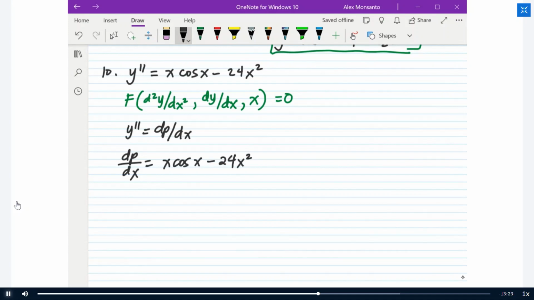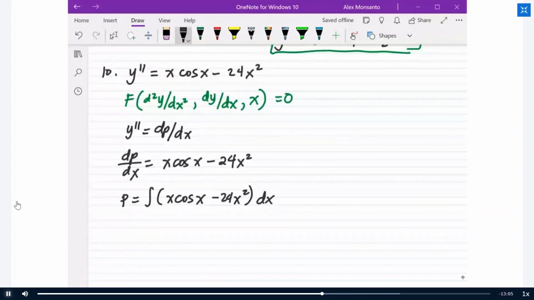Okay, integrate natin yung dp, so that you can have p is equal to integral of x cosine of x minus 24x squared. Dito, kailangan natin makuha muna yung magiging p natin, kasi para mamaya, proceed naman tayo dun sa pagkuha ng y being equal to integral of p dx plus c sub 2. So dito, kailangan makuha muna natin to.